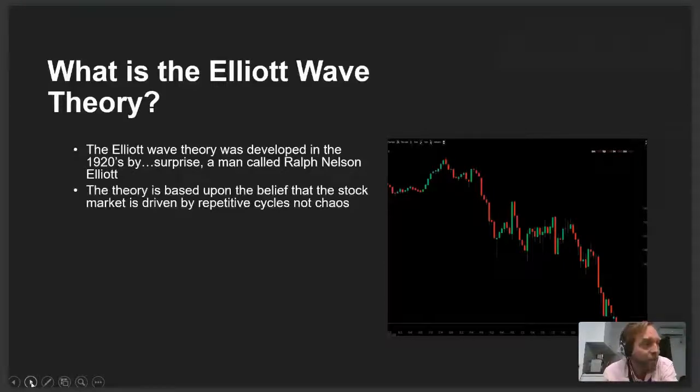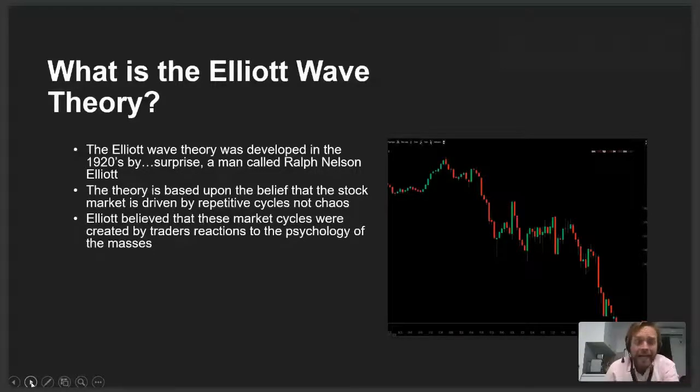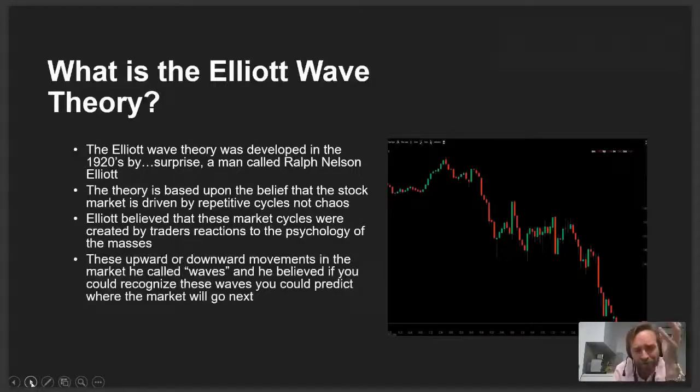The theory is based upon the belief that the stock market is driven by repetitive cycles, not by chaos. Elliott believed, whenever I say Elliott, I always think of E.T., I don't know about you, Elliott believed that these market cycles were created by traders' reactions to the psychology of the masses. The upward or downward movements in the market he called waves, and he believed if you could recognize these waves, you could predict where the market will go next or might not go next.